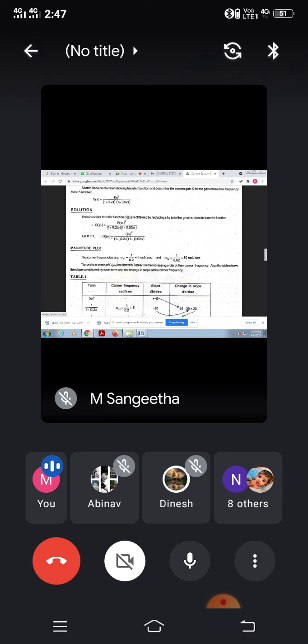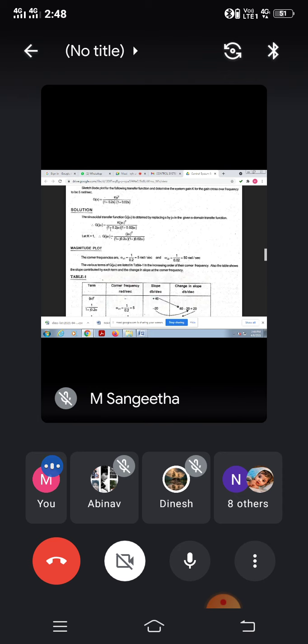Here we have two 1 plus jω terms multiplied by constant values. Now we find the corner frequency for those two brackets. Corner frequency: corner is represented by c, frequency by ω. So we have two corner frequencies, 1 and 2. So ωc1 equals, how to derive this?